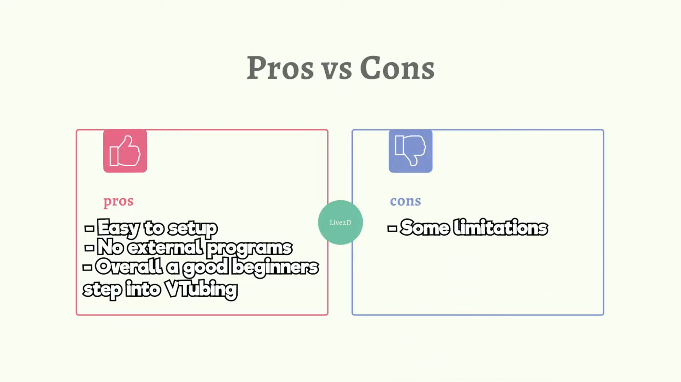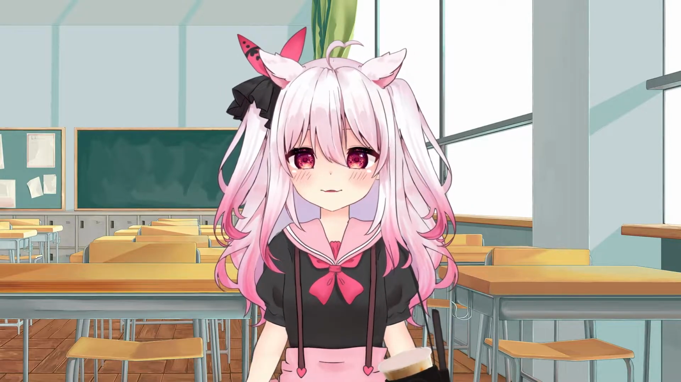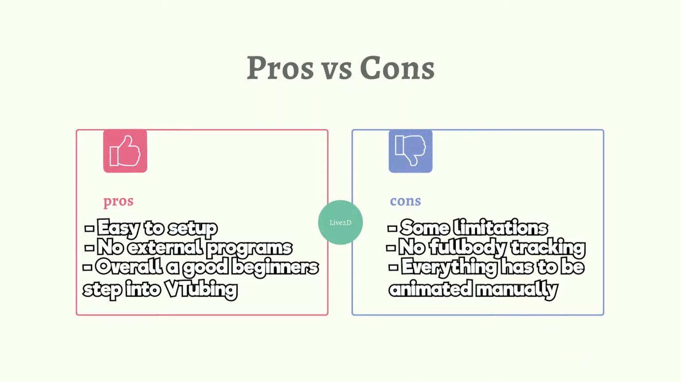However, because there are limitations to Live2D models, some people consider that a con. Currently, there's no real way to get full body tracking, and there are developers trying to make something, but who knows when that will actually get released. You have to rig every single animation and movement you want the model to do.